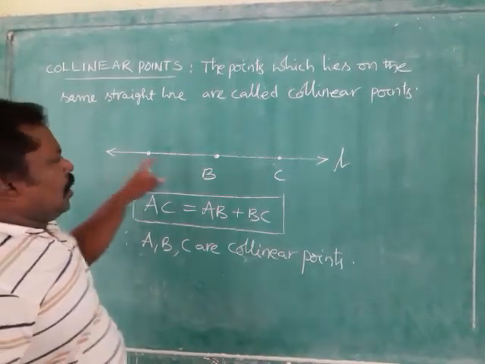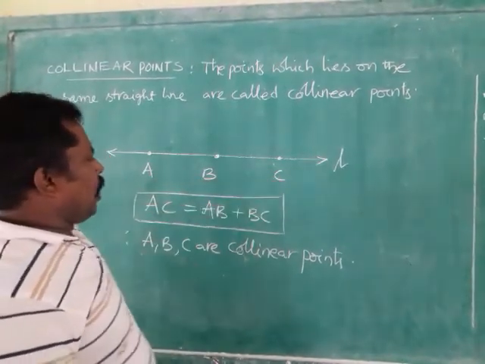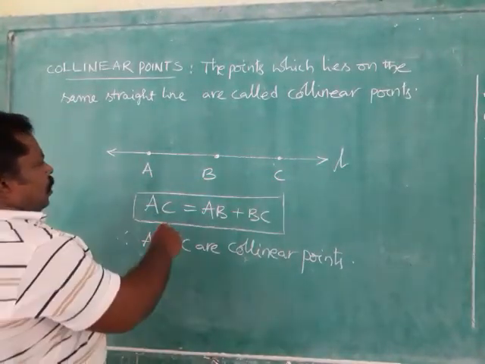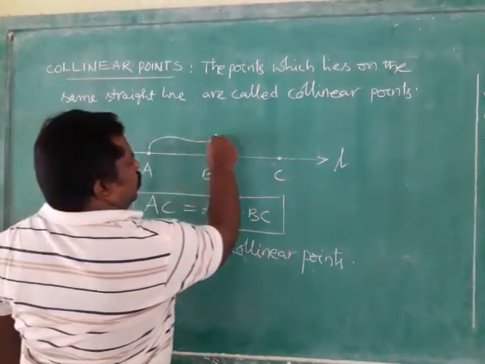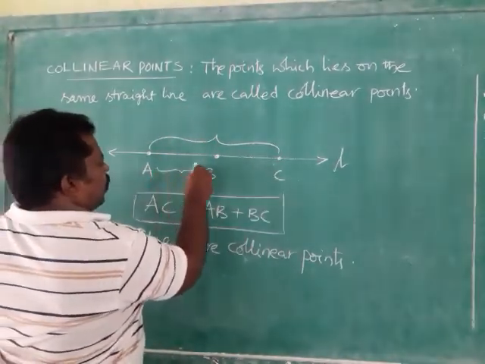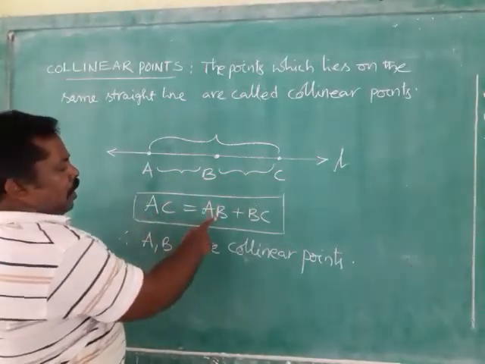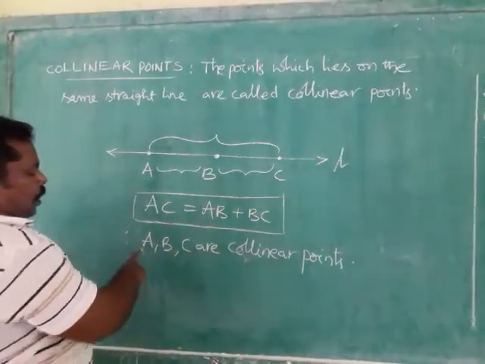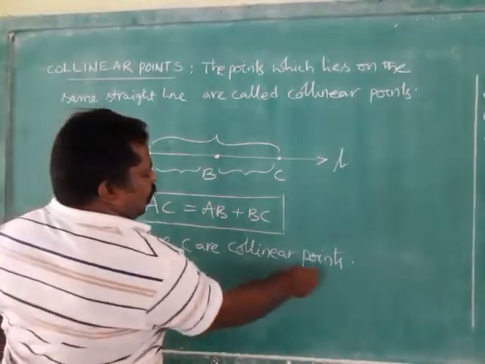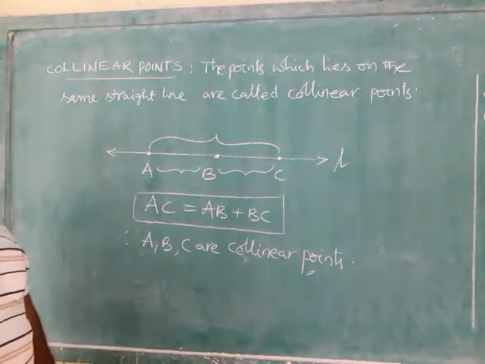Let us take a line L, and A, B, C are three points. Here, the distance AC is equal to the distance AB plus the distance BC. Therefore, A, B, C are collinear points.